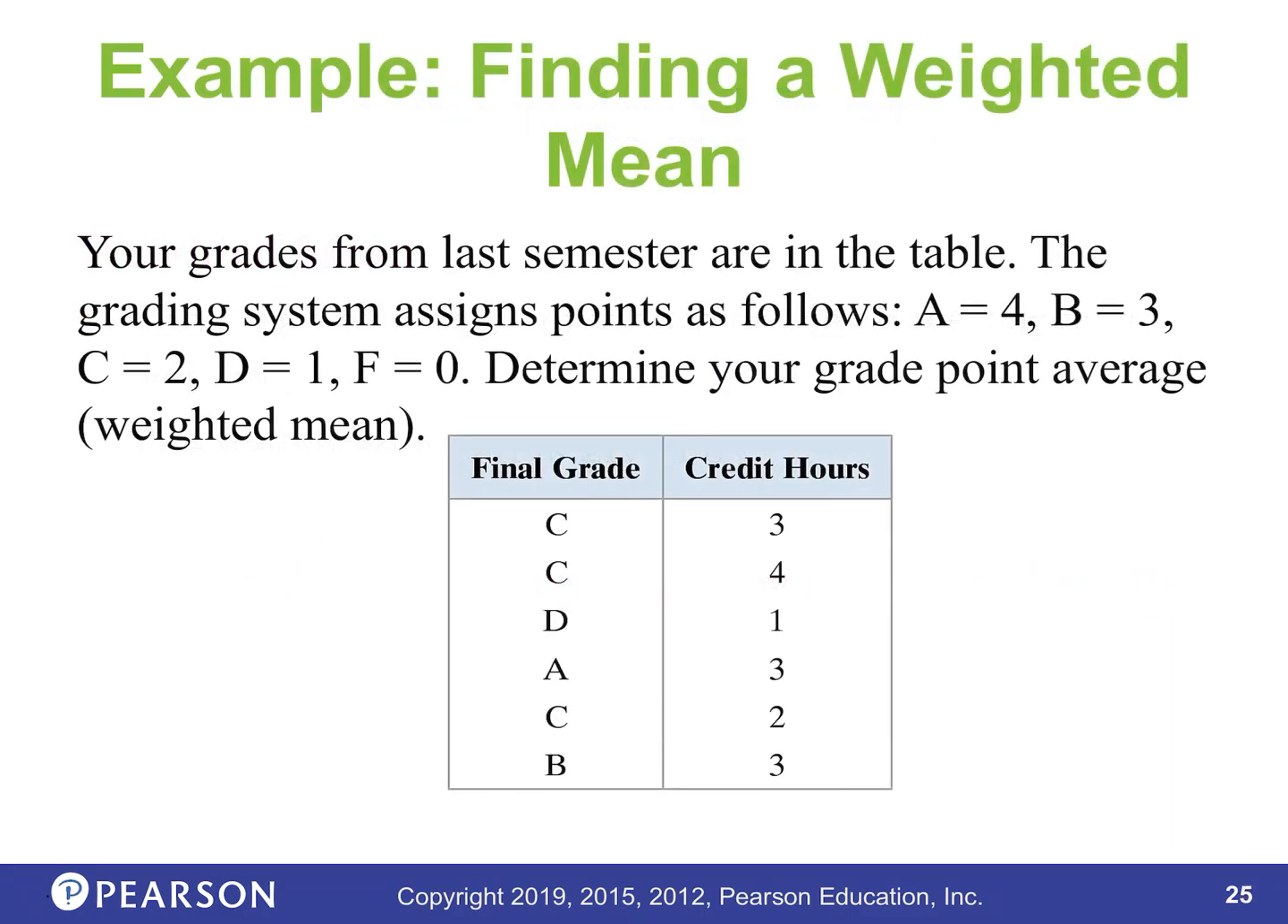All right, your grades from last semester are in the table. Assume the grading system assigns points as follows: an A is a 4, a B is a 3, a C is a 2, a D is a 1, and an F is a 0. Determine your grade point average using the weighted mean.